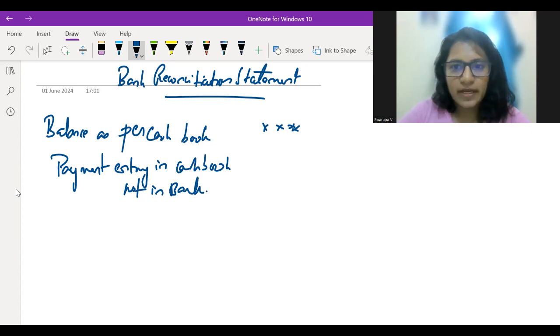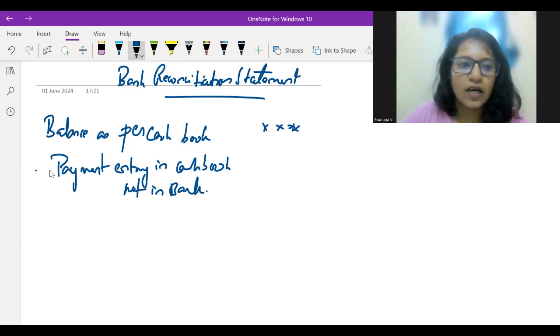So if there is a payment entry in cash book, but the entry is not there in bank, that means you have made a payment entry and reduced the cash balance, but the balance is not yet reduced in your bank. So we need to reverse the entry that we have made. We have reduced earlier, now we will add.